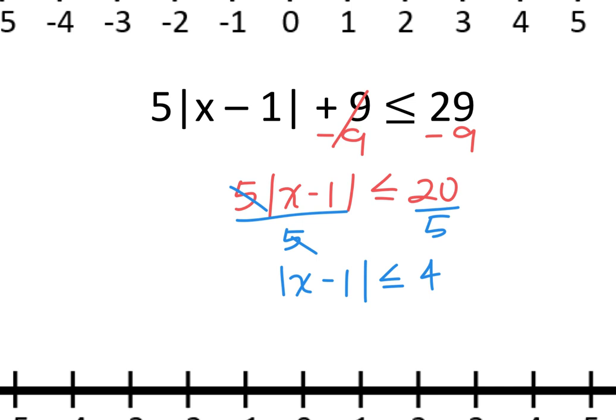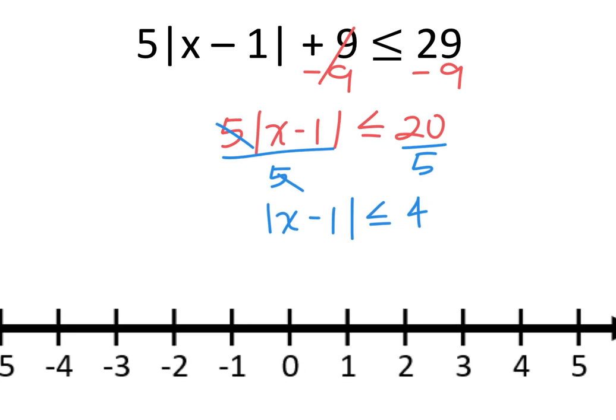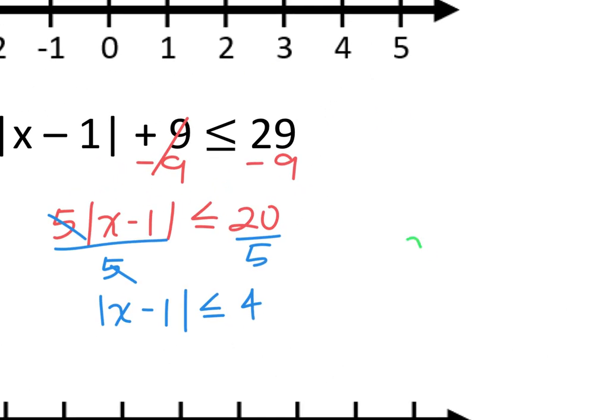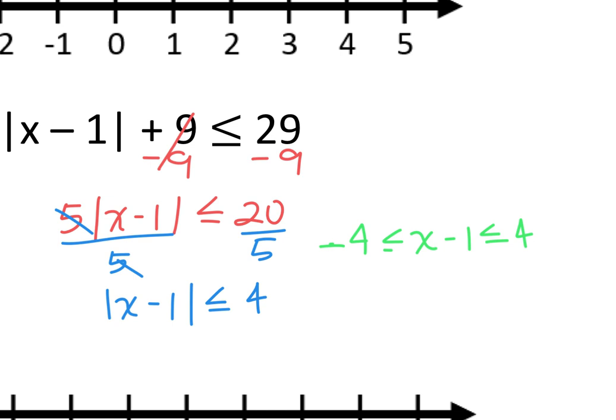So that less than or equal to 4 means 4 units away from both sides of 0. So 4 units away from both sides is the negative 4 and the positive 4. So I can take this expression, I'm going to move it over here because I'm going to run out of space. And I'm going to put it in the middle. X minus 1 is less than or equal to 4, but it's greater than or equal to negative 4. So now I've written it as a compound inequality from the beginning.